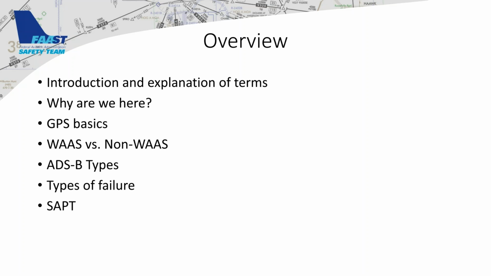Then we're going to go to the SAPT website. And last but not least, we're going to talk about how to fill out the new international flight plan form and what equipment codes you need to be putting on that form to make sure it's working correctly.